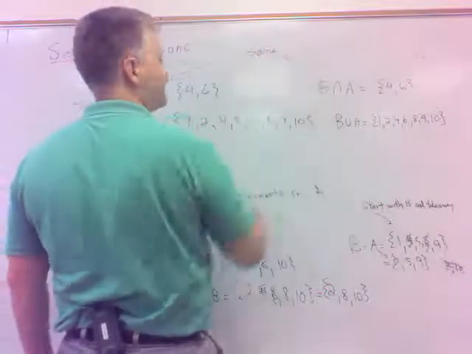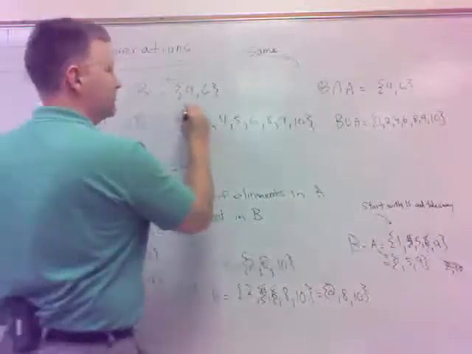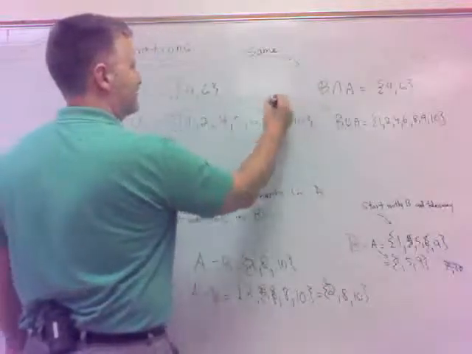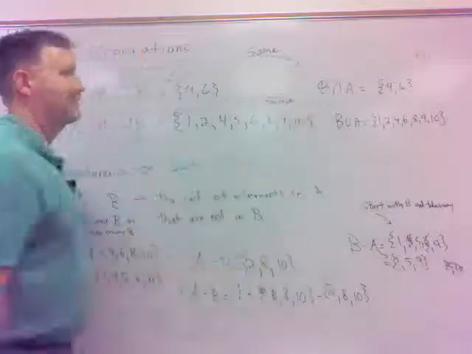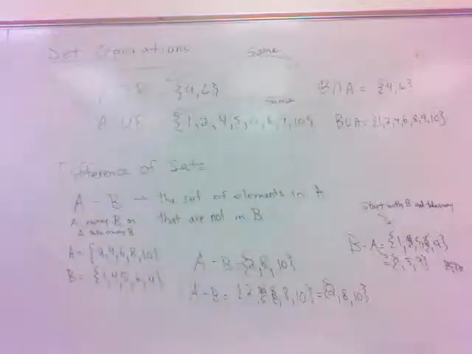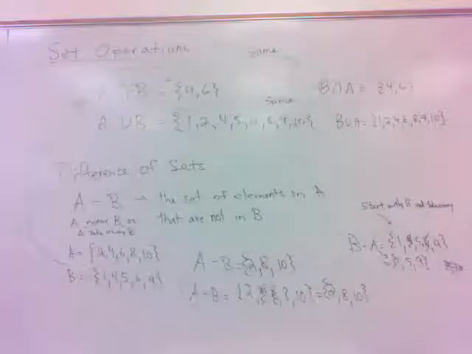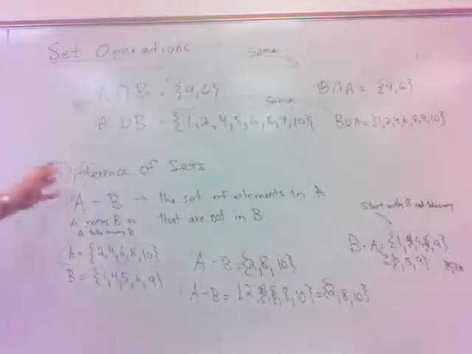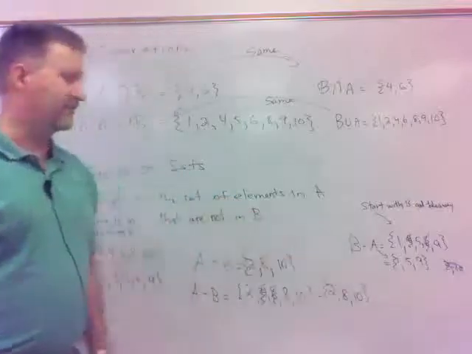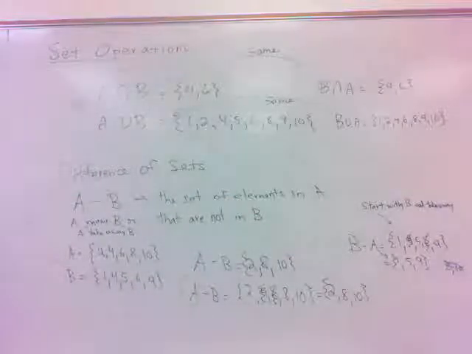B intersection A is the same as A intersection B. A union B is the same as B union A. Yeah. Reversing the order on the union doesn't change it. Reversing the order on the intersection doesn't change it. The only thing of the operations we've talked about that changes is the difference. If you reverse those, it changes it.